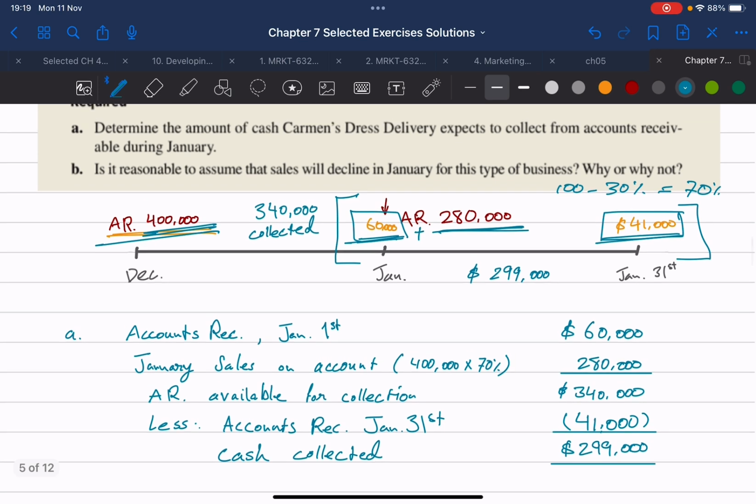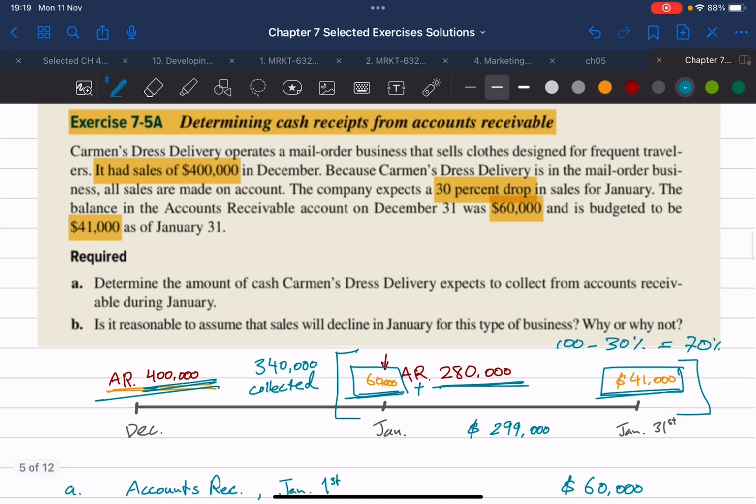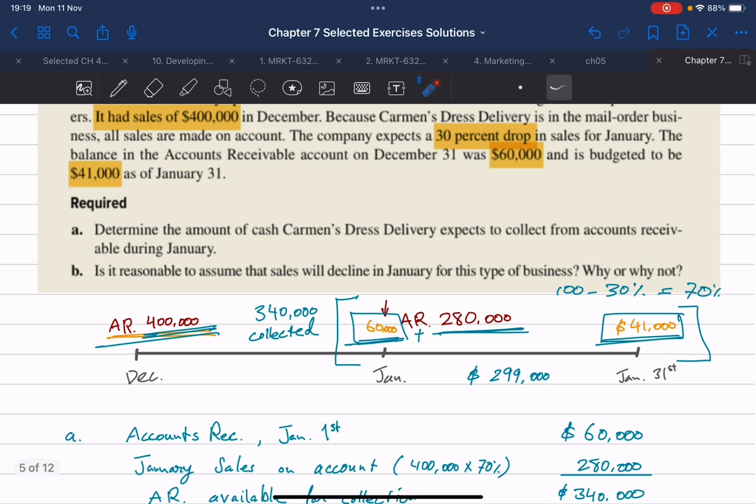Now let's look at part B. Part B says, is it reasonable to assume that sales will decline in January for this type of business? Why or why not? Okay, now the business is in the clothing business. So from the name we can see that this is a Carmen's dress delivery, so they basically sell dresses and things like that. And as you can notice from our timeline here, the period that we're looking at is December to January, and then from January to the end of January, right?